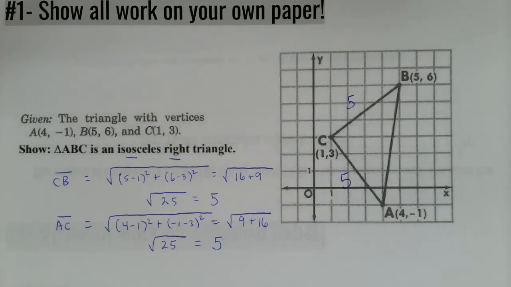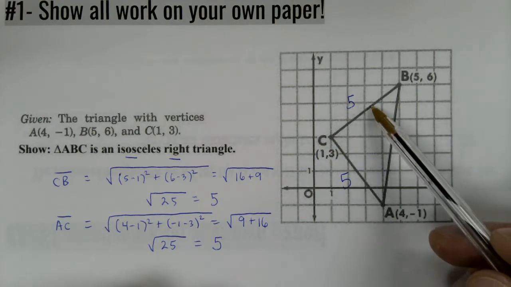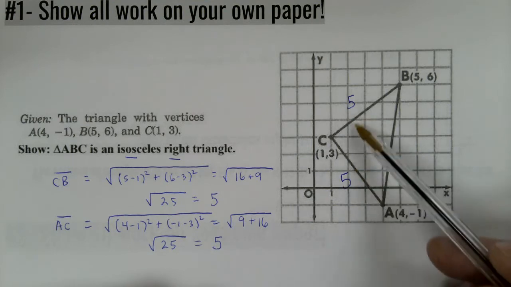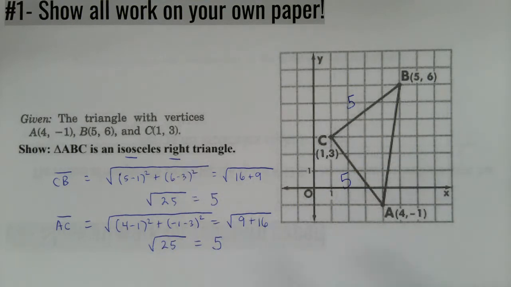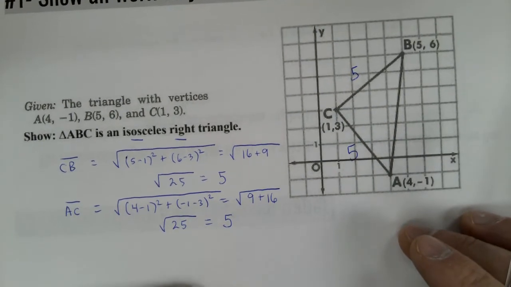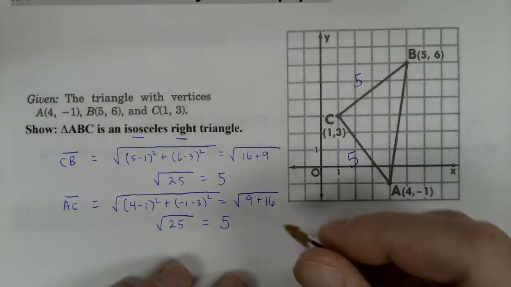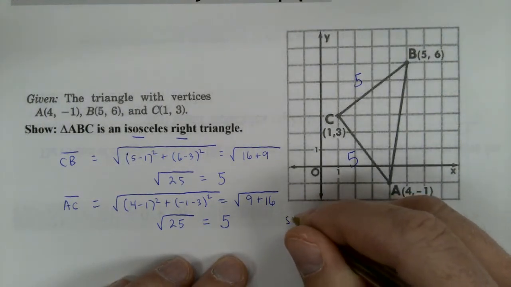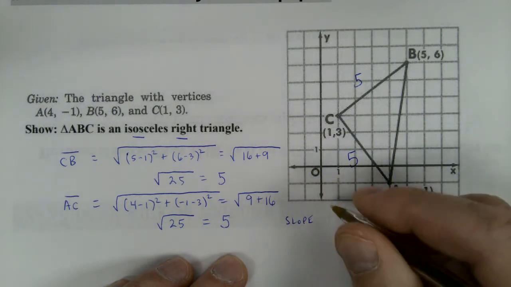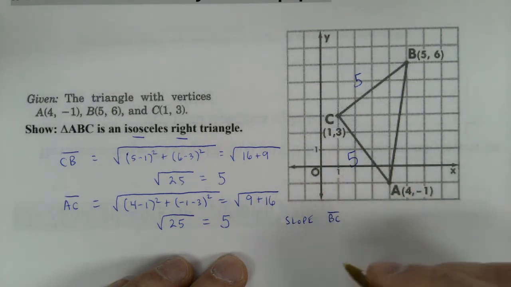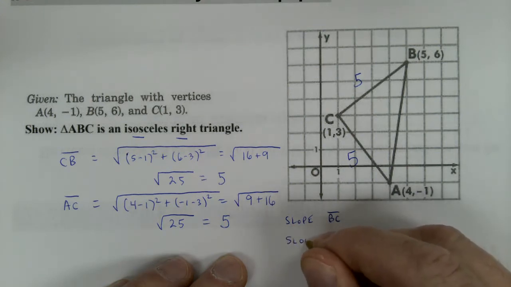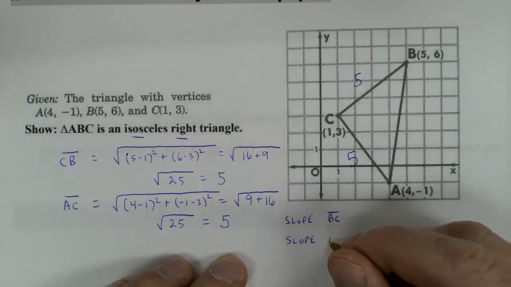So in order for us to show that it's a right triangle, we have to pay close attention to the slopes of the lines. Again, if we can show that 2 of the lines are perpendicular based on their slopes, then we can prove that it's a right triangle. So what I'm going to do in this picture is find the slope of BC, and I'm going to find the slope of AC.